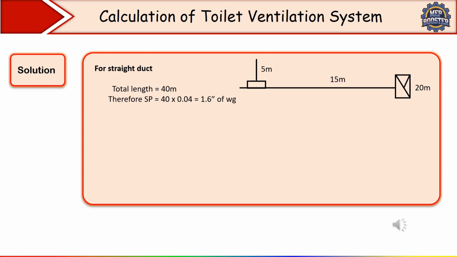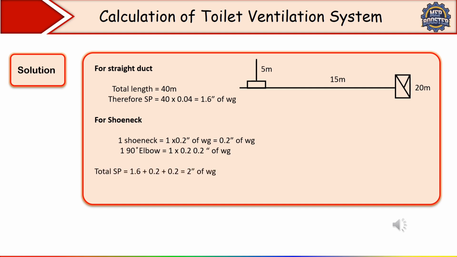Now we have one shoe neck also. How much loss do we take for the shoe neck? The shoe neck is considered as a 90-degree elbow, and for a 90-degree elbow the static loss is 0.2 inch of water gauge. Here we have one shoe neck, so 1 into 0.2 inch of water gauge. Now the duct is horizontal and then goes up to the roof, so we need one 90-degree elbow also. For the 90-degree elbow, the same static loss of 0.2 inch of water gauge. So finally, when you calculate, the total static pressure we got is 2 inch of water gauge.